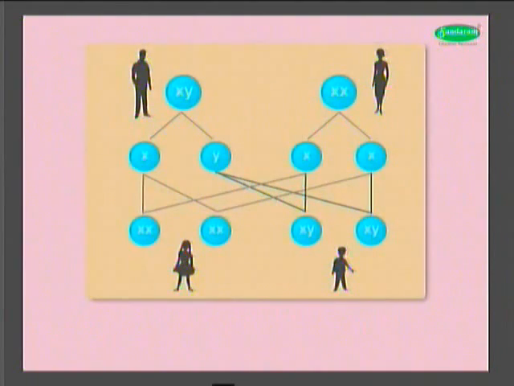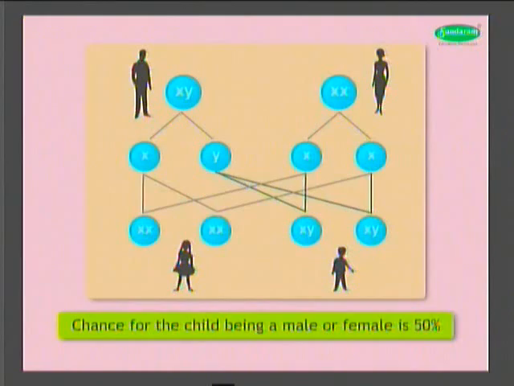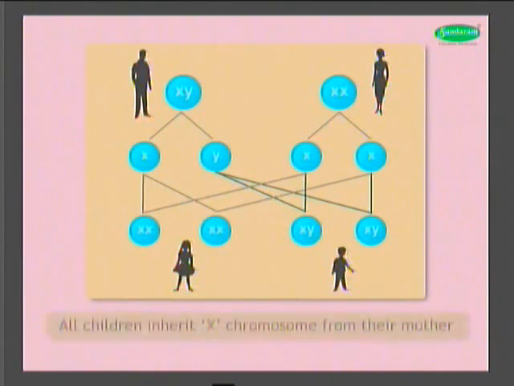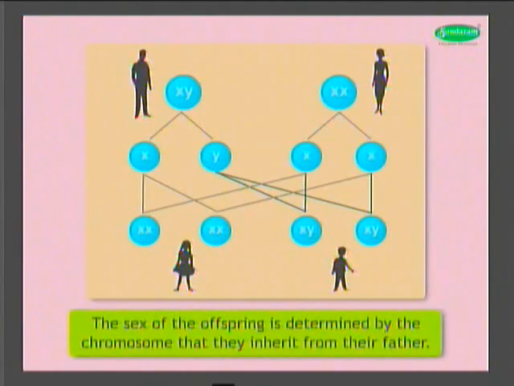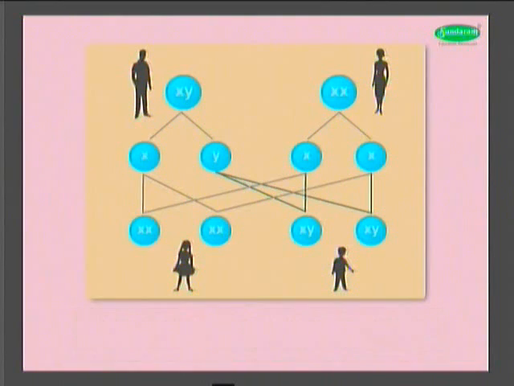This figure shows that the chance for the child being a male or female is 50%. All children inherit X chromosome from their mother. Thus, the sex of the offspring is determined by the chromosome that they inherit from their father. If it is X, then the offspring will be a daughter, and if Y, then it will be a son.